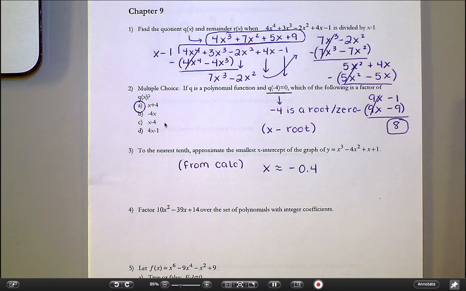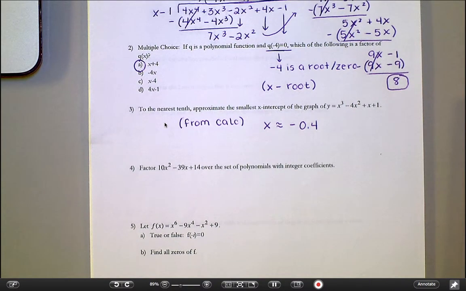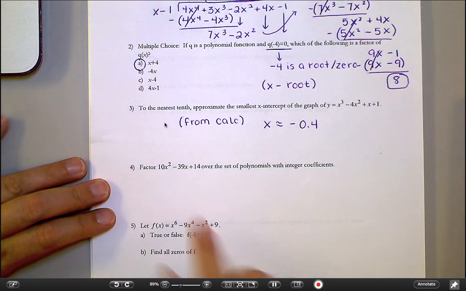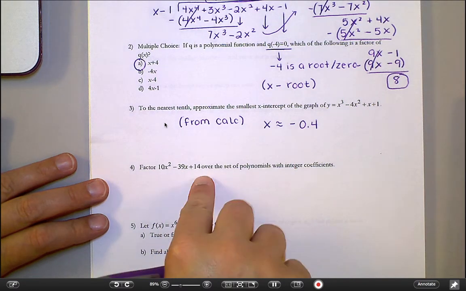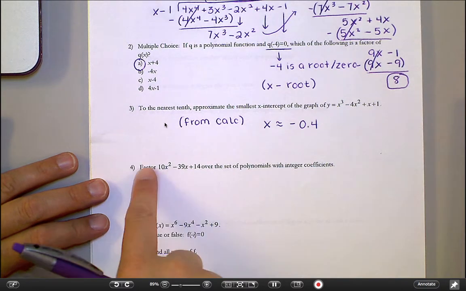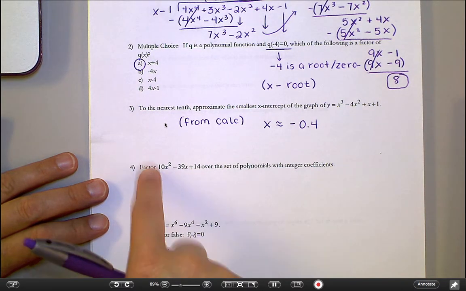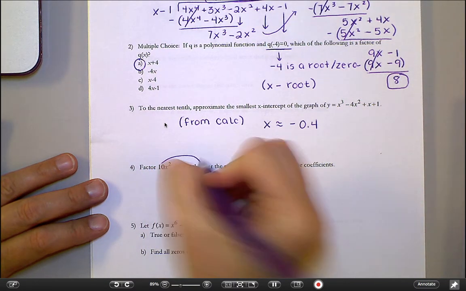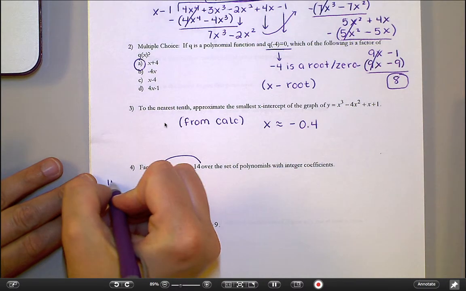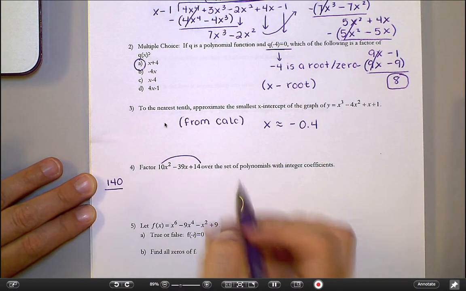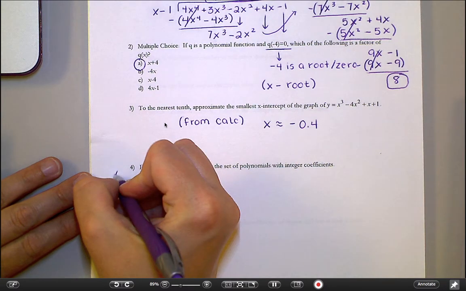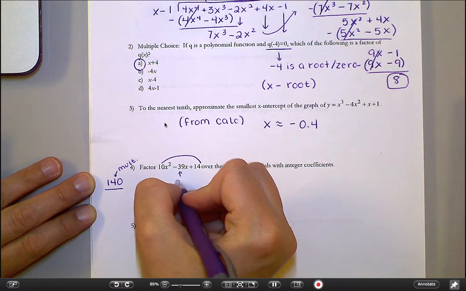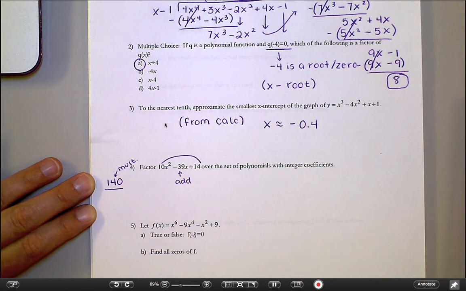Okay, number 4, factoring something like this. Now, there are a couple of alternatives, and I'll discuss those after we're done here. But when we learned how to factor something like this, the first thing we would ask ourselves is, is there anything I can divide out of all 3 of these? And in this case, there's not, but you should always look for that first. So now I'm going to go 10 times 14 is 140. And then I'm looking for a combination of numbers that multiplies to this 140, but adds to this -39, okay?